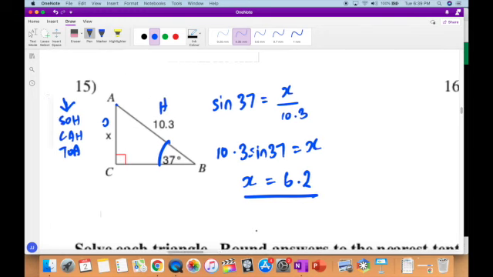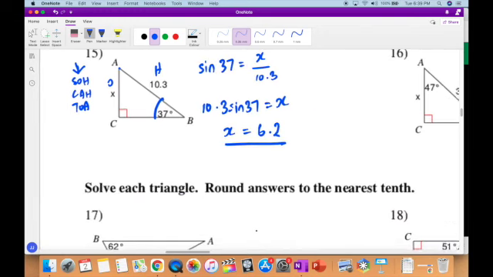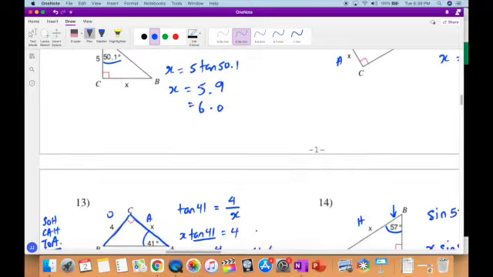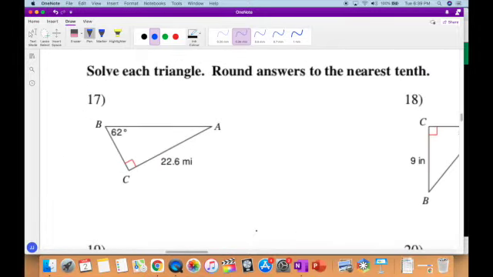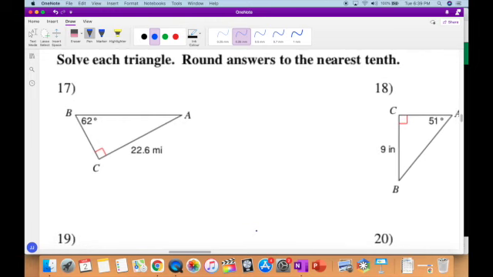You guys got 6.2 for this one? Yeah. Alright. Yes, sir. Right. Now let's just go to the solve the triangle ones. This is the one that Caitlin said she did up to number 17.